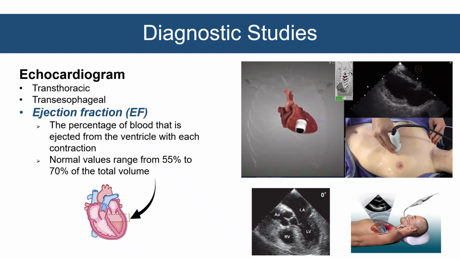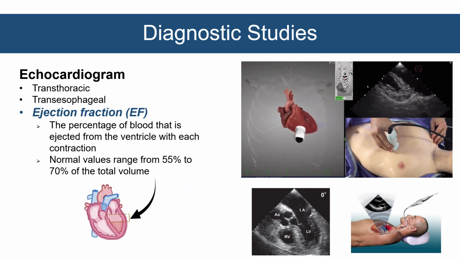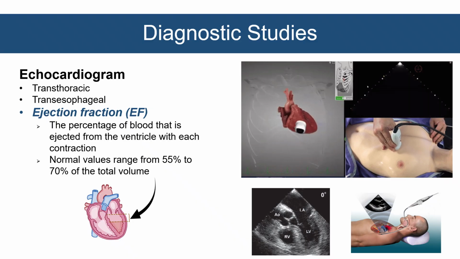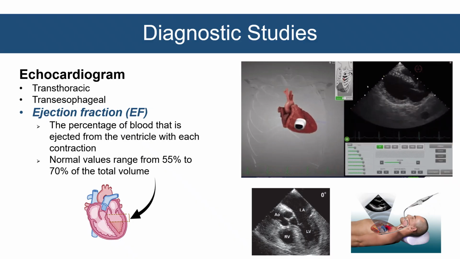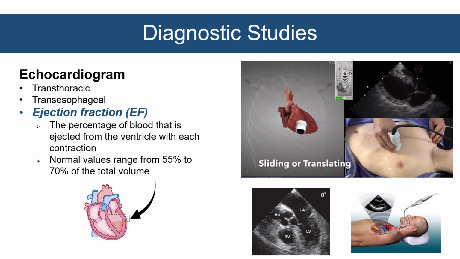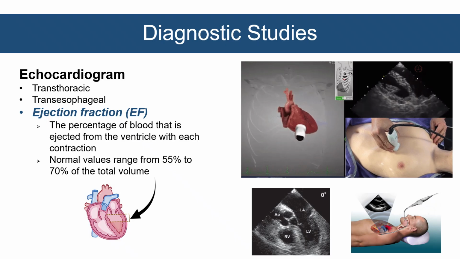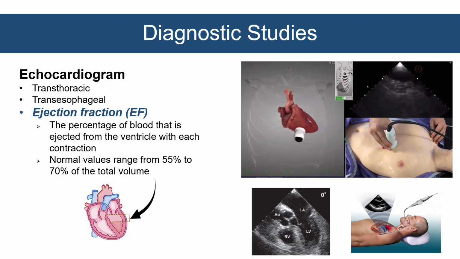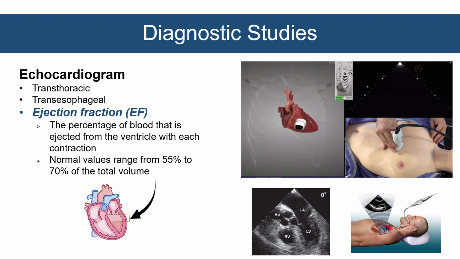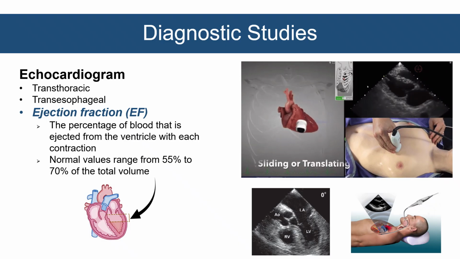Now the EF is the percentage of blood that is ejected from each ventricle with each contraction. So normally we don't expel all of the blood from our ventricles when it squeezes. 55 to 70% is how much we squeeze for a normal working heart. If you have decreased ejection fraction, we correlate that with heart failure. So the lower the number, the more severe the heart failure.